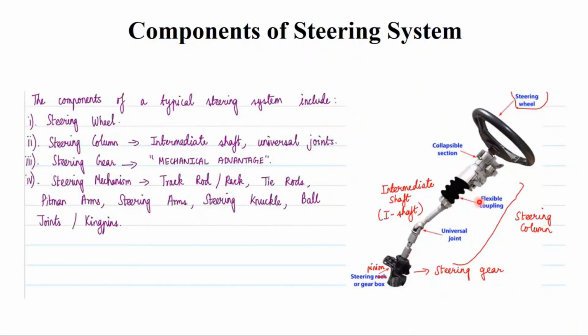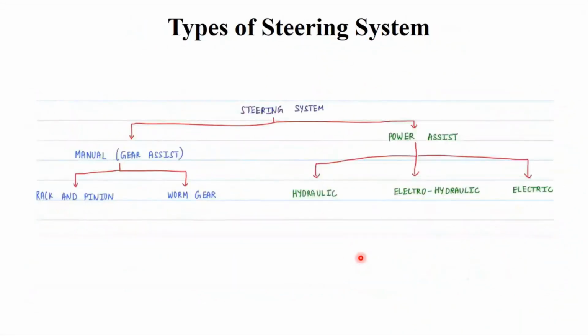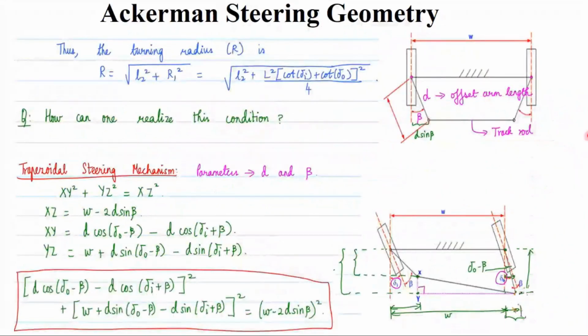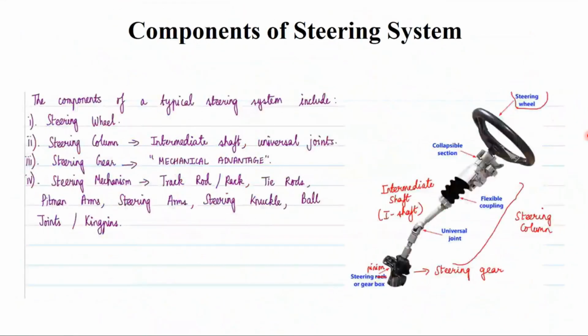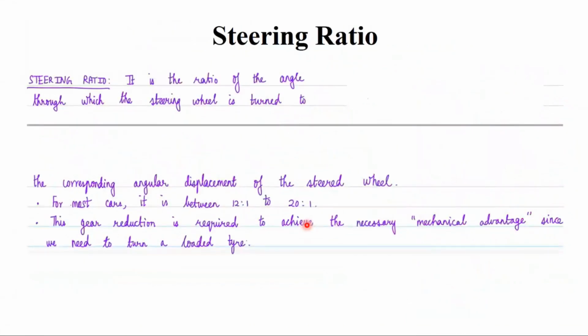And this steering mechanism forms different linkages. I told, right? Track rod, rack, tie rod, pitman arm. We are going to see what the pitman arm is. So we call this a pitman arm, and it is going to have the steering arm, steering knuckle, ball joint, and also the kingpin. In the case of commercial vehicles, we call this a kingpin, and in the case of cars, we call this a ball joint.